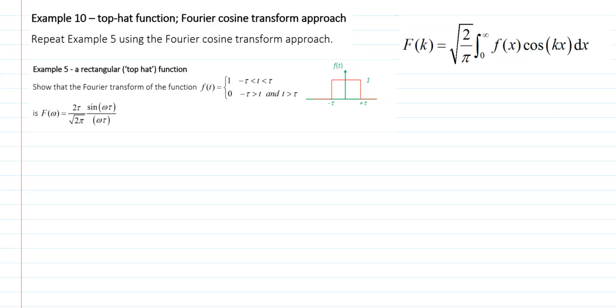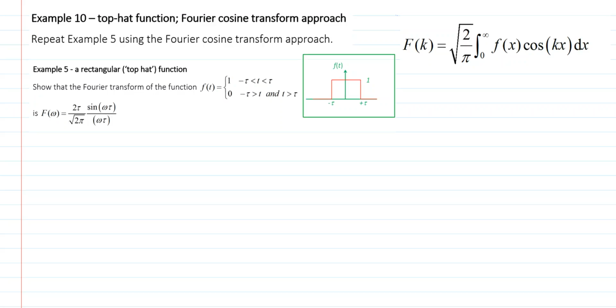So in this example, we're repeating example 5 where we found the Fourier transform of the top hat function. In this example, we're going to make use of the symmetry properties of this function. The function is sketched just here, and what we can see is it has even symmetry. It has reflection symmetry about the vertical axis.